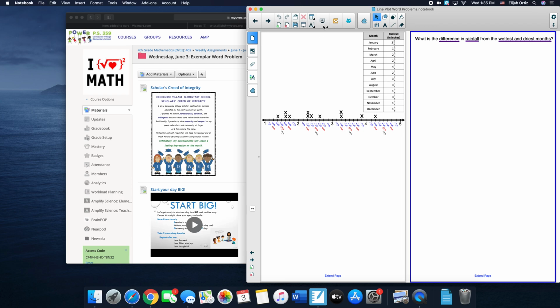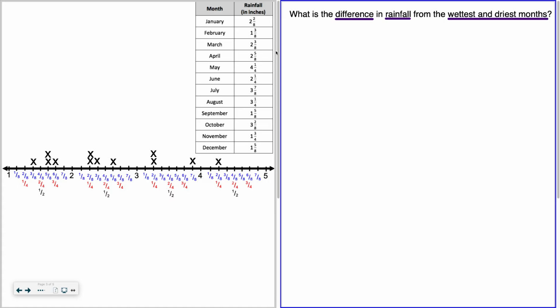Okay, so I have my word problem here, or the question. What is the difference in rainfall from the wettest and driest months? So I annotated previously: difference, rainfall, wettest and driest months, because it's asking me the difference, and I know this is one of the math terms I need to know. Difference means subtraction, so I know I'm going to subtract, and what I'm subtracting is the amount of rainfall between the wettest and driest. So wettest meaning most rainfall, driest meaning least rainfall.